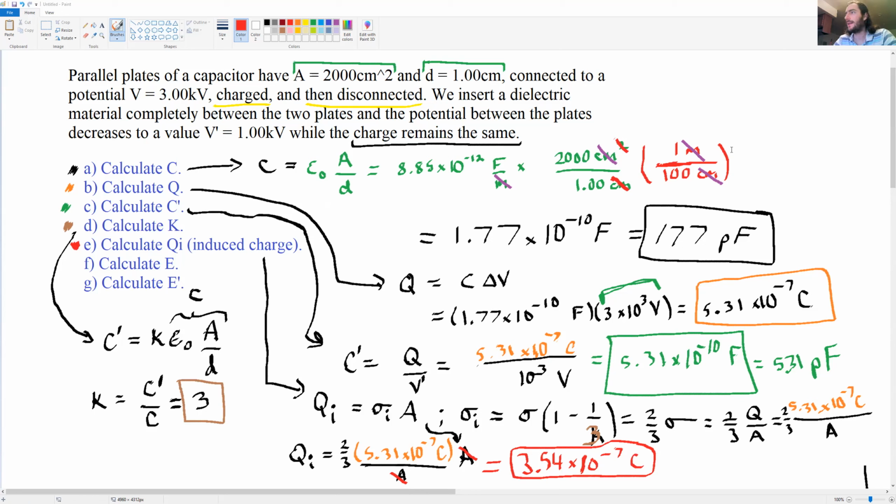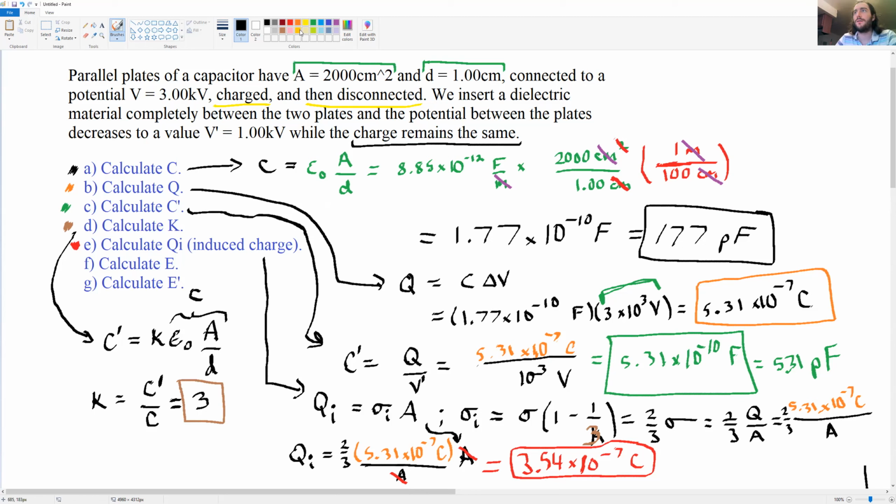Next part is to calculate the electric field. Well, how do we calculate the electric field in vacuum, right? We use sigma over epsilon naught. And how do we get the electric field when we have the dielectric? Well, we could do sigma minus sigma induced over epsilon naught, but really all we need to do is simply replace epsilon naught with kappa times epsilon naught. And so the electric field with the dielectric present will be 1/3 of the value because our dielectric constant is 3.